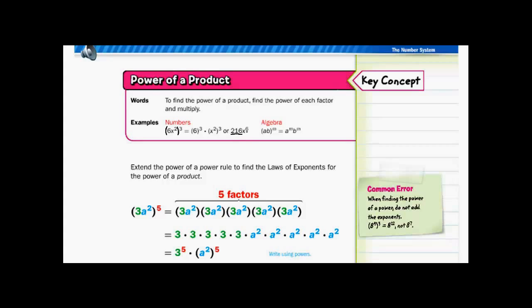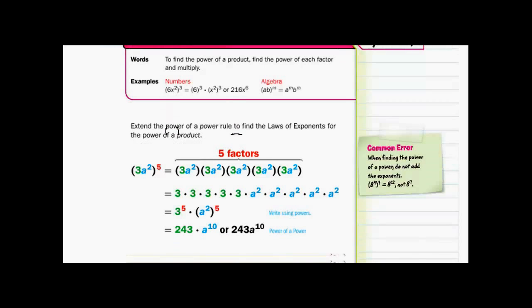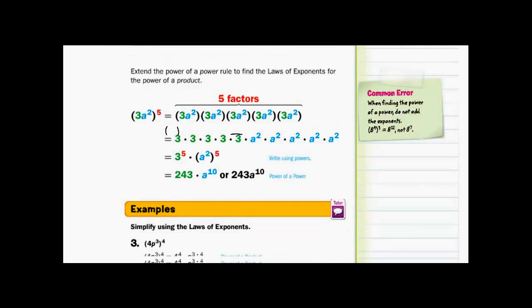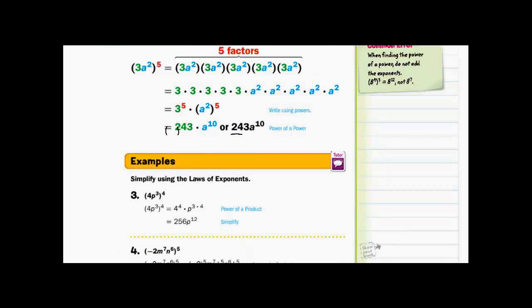So this example right here, 3a squared, all of that is taken to the 5th power. So you've got 3 times 3 times 3 times 3 times 3, and then a squared taken to the 5th. So 3 to the 5th is 243, and then we've got a to the 10th. 243, a to the 10th. So here are your examples for that.